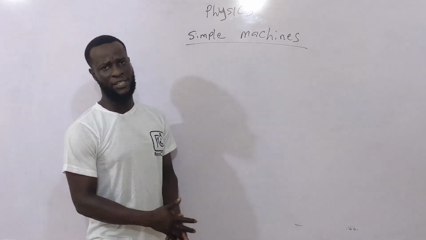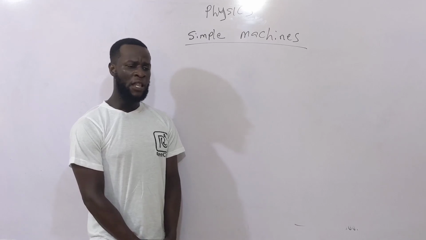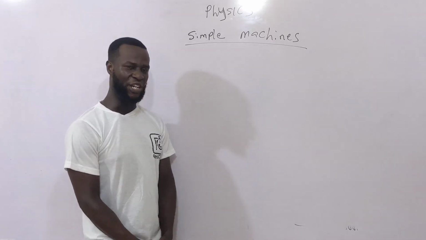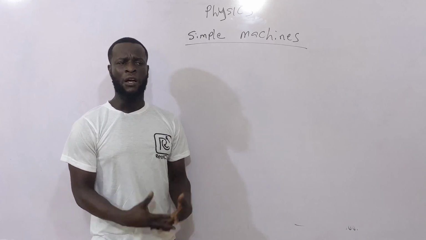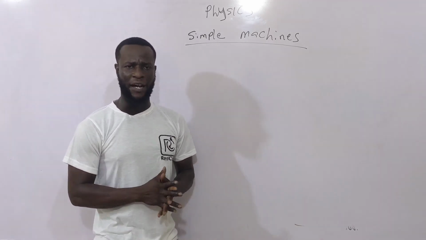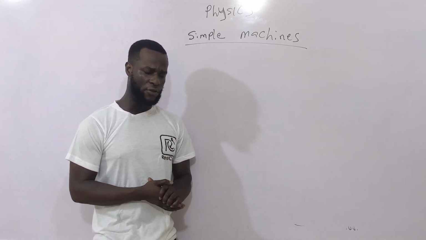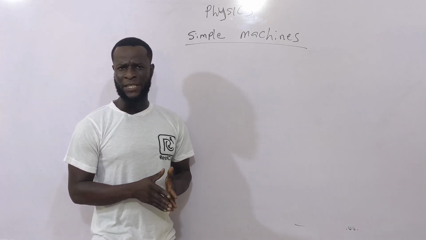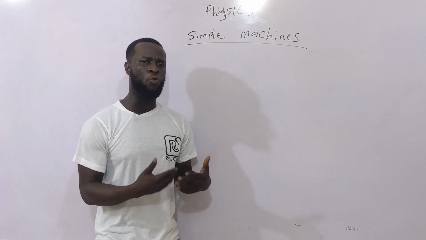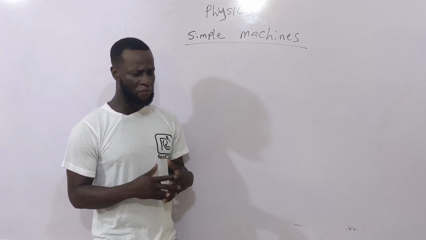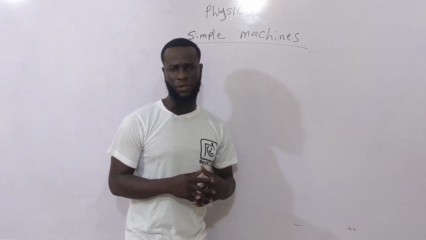Today, we'll be talking about simple machines. Now, according to the word simple machines, it means we are looking at those very simple appliances, simple devices that we can see around us. A simple machine is basically a device that allows work to be done much easily. This is just a layman's definition.